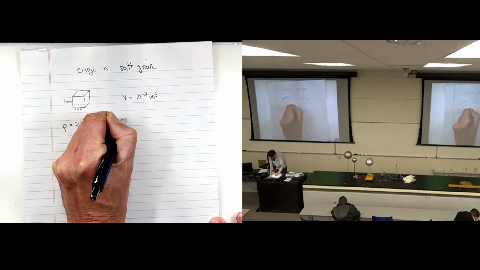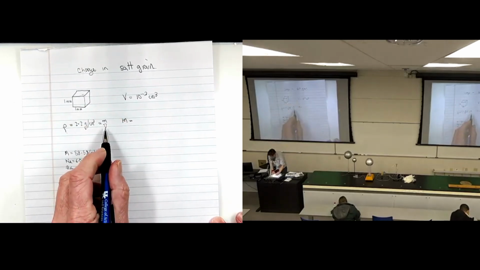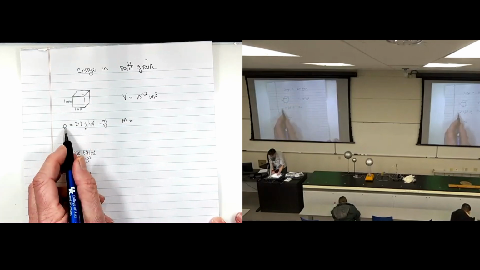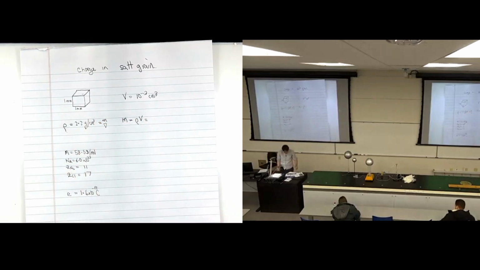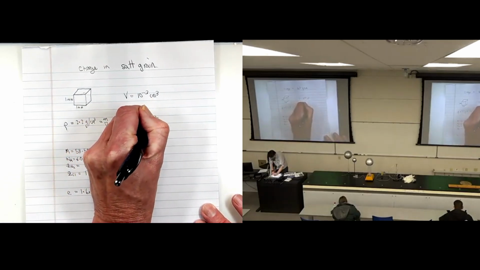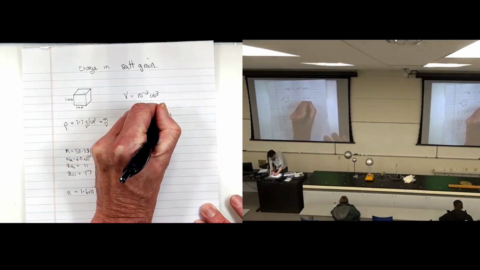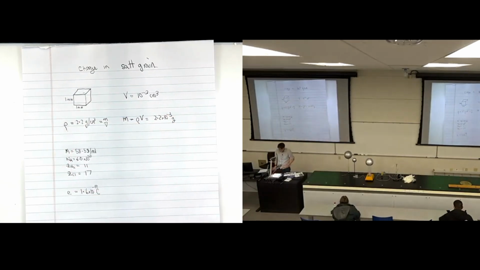So the mass is going to be, I can never do this when I stand up here, rho times V, density times volume. I've already calculated it, but I've already lost the calculation of it. And it is 2.2 times 10 to the minus 3 grams. I mean, pretty obvious, really, because I'm multiplying 10 to the minus 3 by 2.2. So 2.2 times 10 to the minus 3 grams.